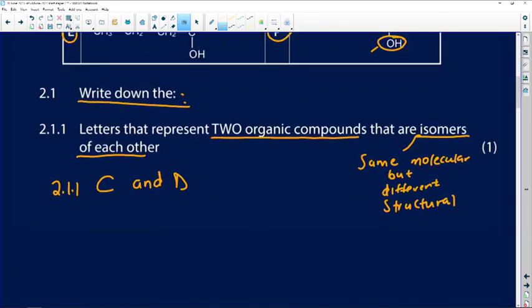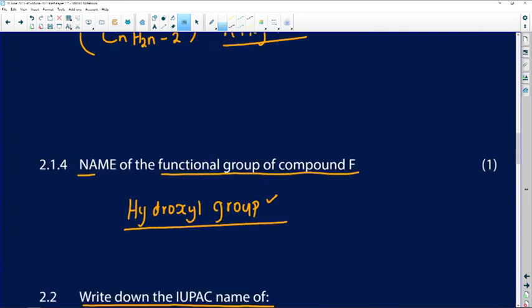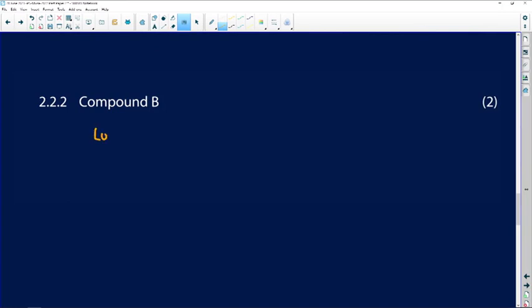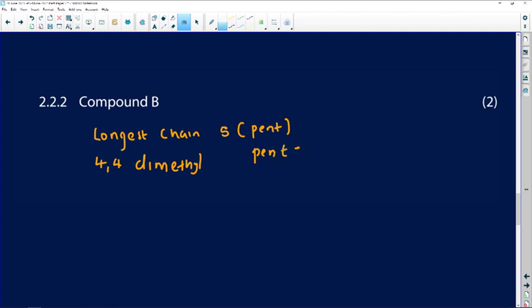Let us go and check our name there. How are we going to name this one? We have seen that the longest chain is 5. Longest chain is 5, and 5 is pent, we know that. Alright? And therefore we have seen that we have two side chains at number 4. So we have 4,4. It will be dimethyl. Alright, and we have a triple bond which happened on number 2. So meaning that this pent here will be pent dash 2, and then we put ine here to show that it's an alkyne.